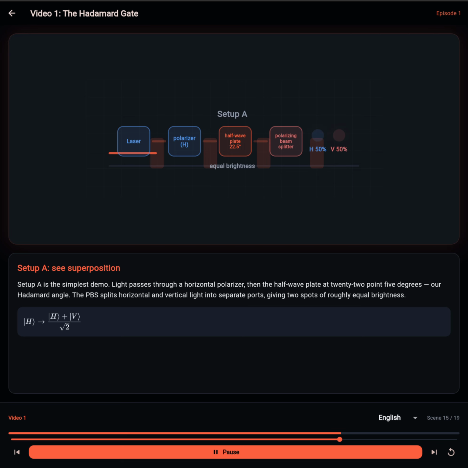Setup A is the simplest demo. Light passes through a horizontal polarizer, then the half-wave plate at 22.5 degrees, our Hadamard angle. The PBS splits horizontal and vertical light into separate ports, giving two spots of roughly equal brightness.